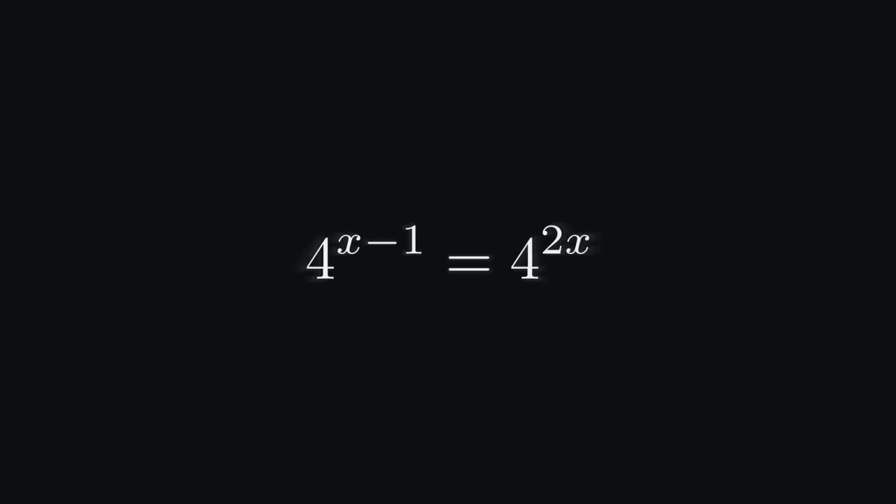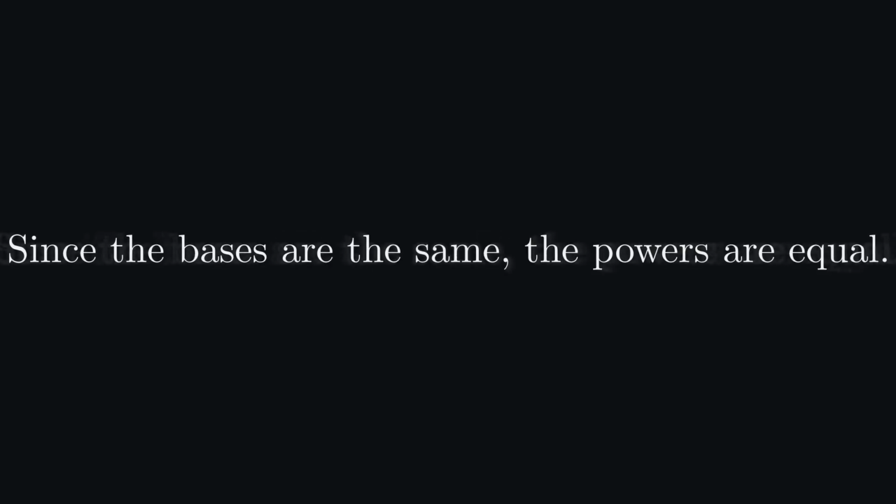Next, we'll remove the fraction from our equation. This leads us to 4 raised to the power of x - 1 equals 4 raised to the power of 2x. Now, let's compare the powers of 4. Since the bases are the same, we can set the powers equal to each other. Let's equate the powers. This gives us the equation x - 1 equals 2x.